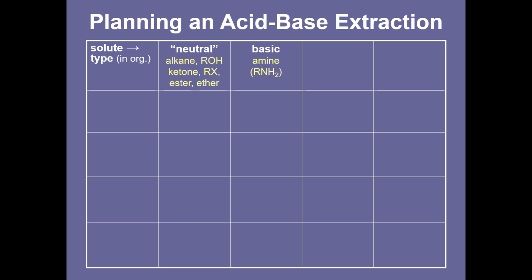Basic components are those that can accept a proton, such as amines, and acidic compounds are species that can donate a proton. In other words, they can be deprotonated. Acidic components can be described as either weakly acidic, such as phenols, with pKa's of approximately 10, or acidic, such as carboxylic acids, with much lower pKa's around 5.